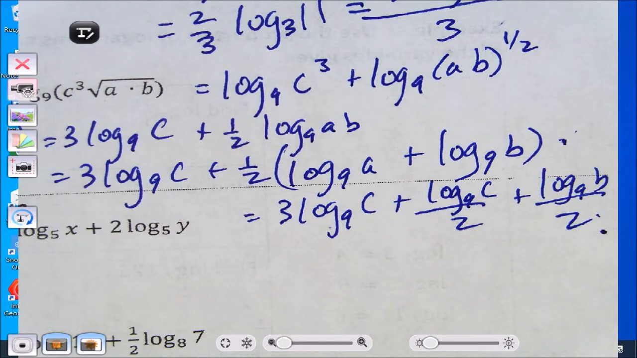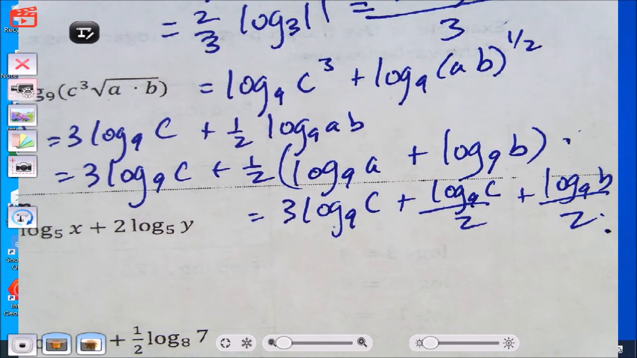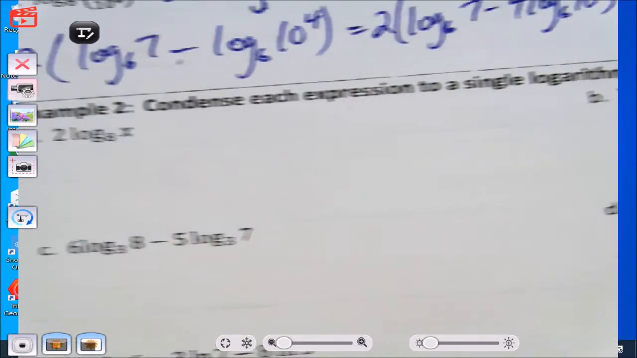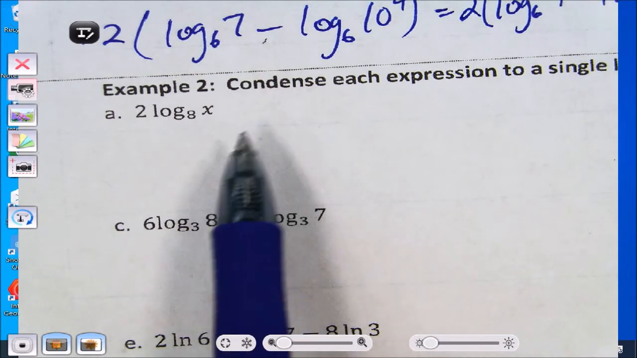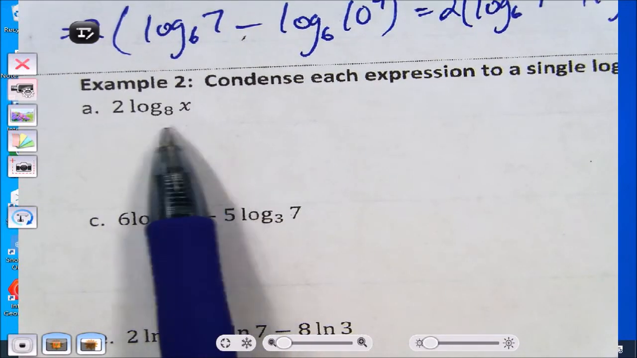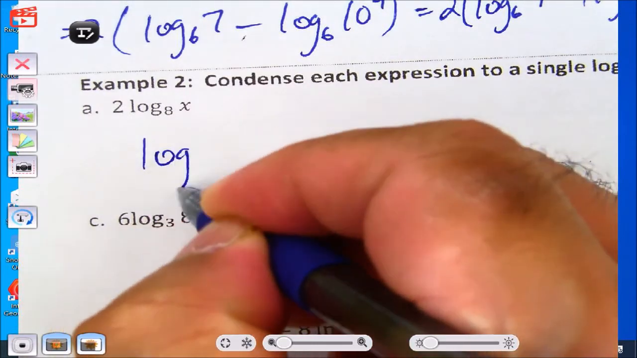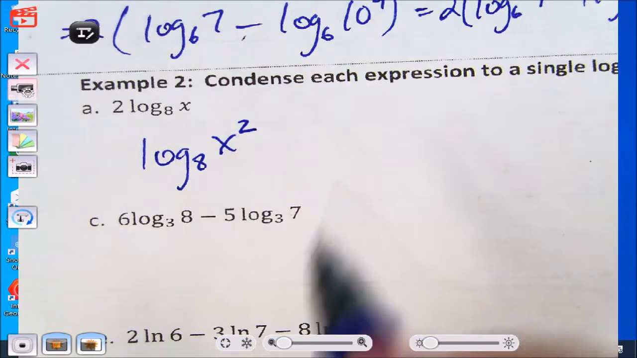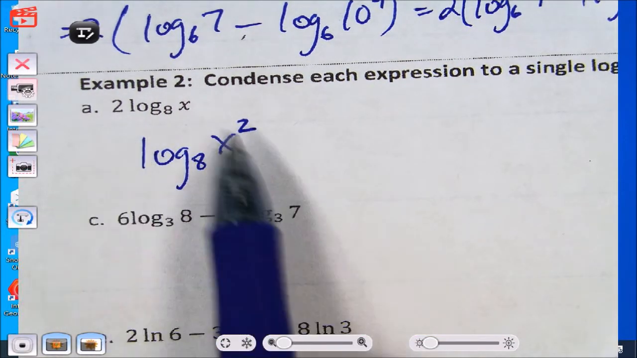All right, ready? Last is 6 examples for today. Example 2A. So this one we're going the opposite direction. We're taking that log and writing everything inside of the log. So example A is really short. All you're going to do is bring the coefficient up as an exponent. So that'll be log base 8 of x squared. That's it. You're just moving that coefficient up as an exponent.